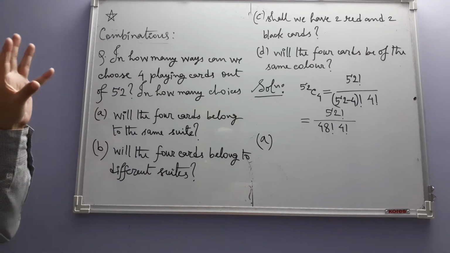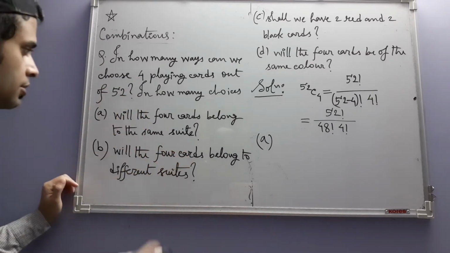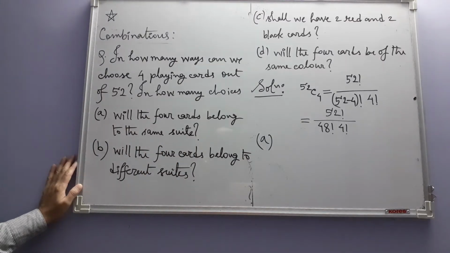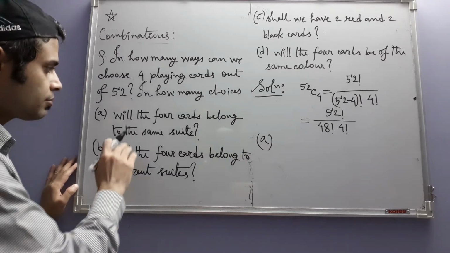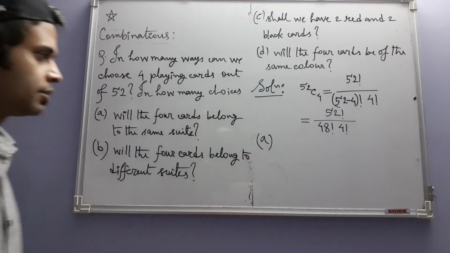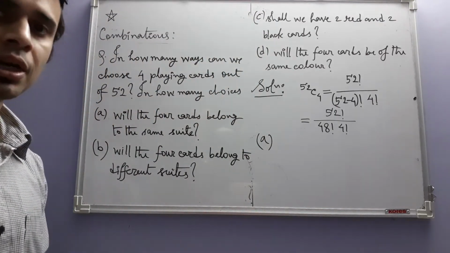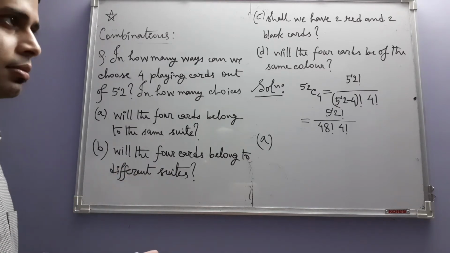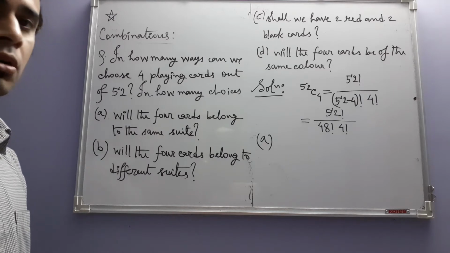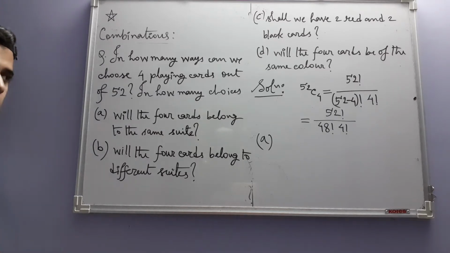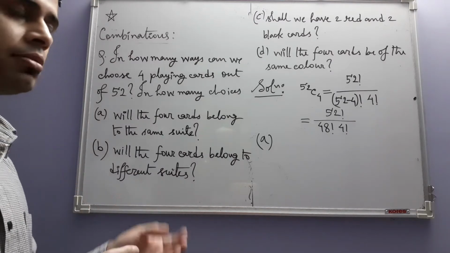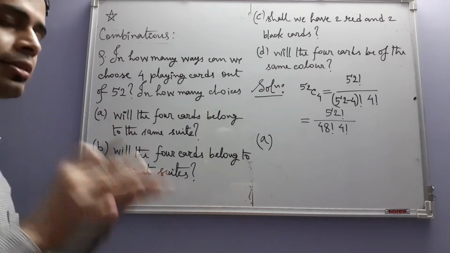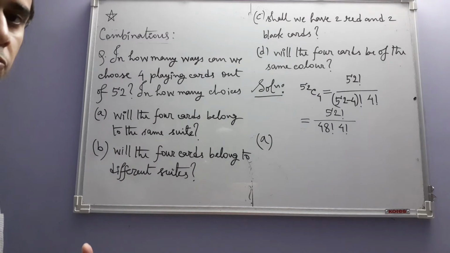Part A asks, among these combinations or among these choices, in how many of them will the 4 cards belong to the same suit? There are 4 suits, okay, clubs, spades, hearts and diamonds. So they have to belong to the same suit. Now, see, this can happen in several ways. It may happen that the cards that we have chosen are all diamonds, say ace of diamonds, king of diamonds, queen of diamonds, jack of diamonds. It can be like that, or it can be say 8 of diamonds, 7 of diamonds, 6 of diamonds, 5 of diamonds. So there are possibilities in that suit itself for choosing 4 of the cards.